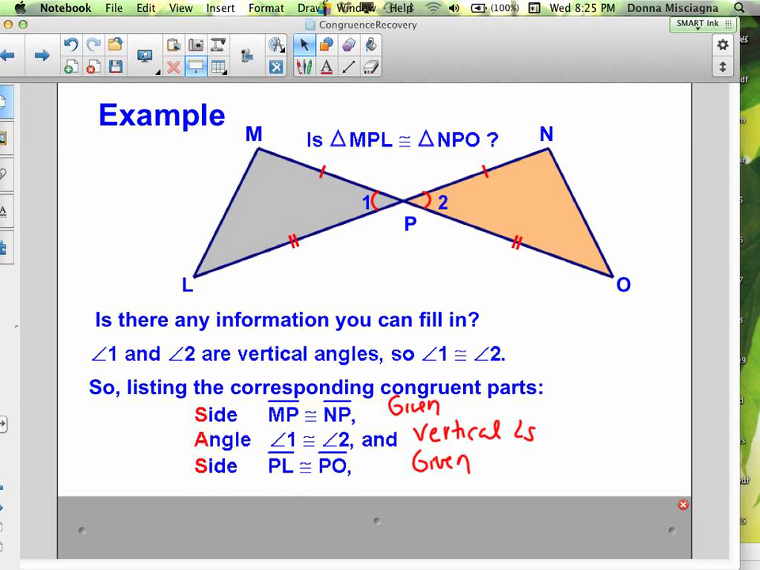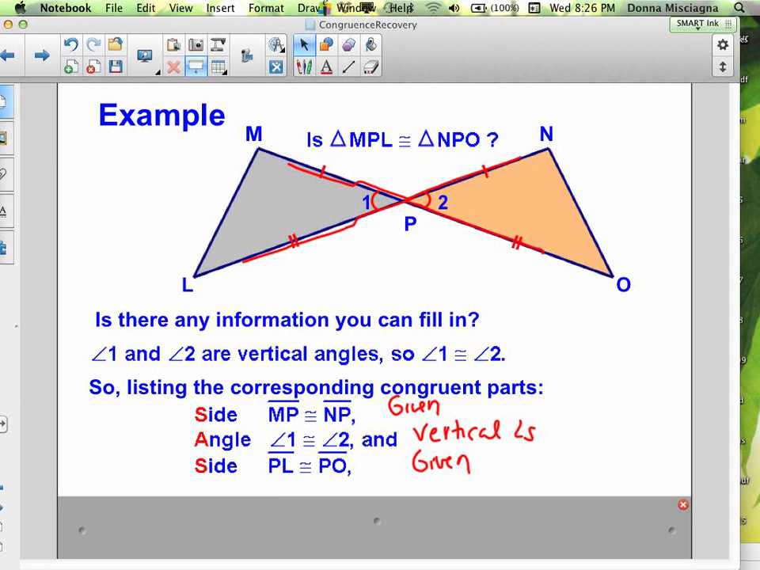Notice our two givens and the angles that we determined were congruent because they're vertical angles gave us side, angle, side. Notice that angle is between the two sides. If you're not sure, trace the sides to where they intersect, that's the included angle. If it's any other angle, then it's not side, angle, side. It's side, side, angle. In both cases, if we follow the sides to where they intersect, we've got the angles between those sides. So this would be side, angle, side.